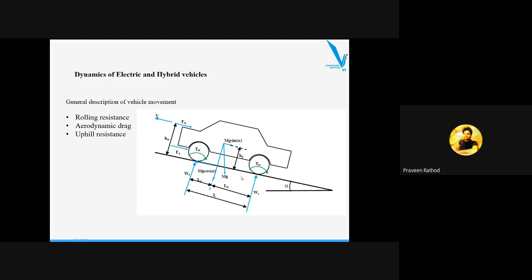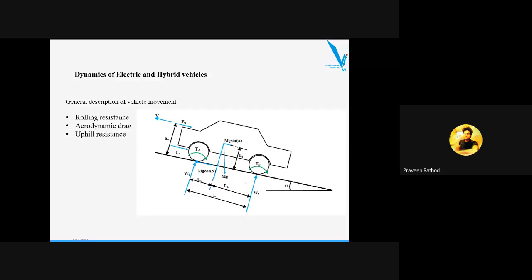And when the vehicle moves, it encounters which force? Resistive force, a force that tries to retard its motion. Okay, it tries to reduce the motion. These are the resistive forces: rolling resistance, which is a major thing in the vehicle, aerodynamic drag, as well as uphill resistance. These three resistive forces are there, and this resistive force opposes the motion of the vehicle.